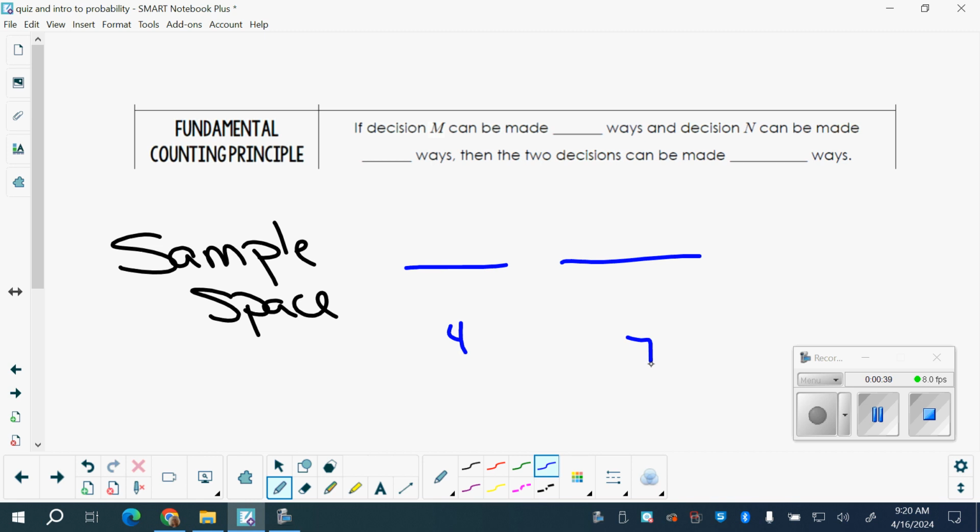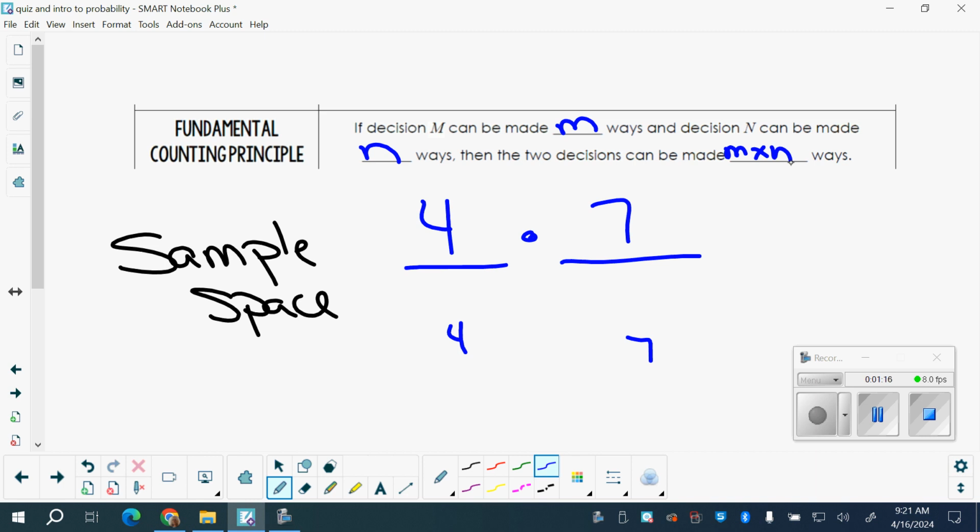And if you want to know all of the different outfit combinations I have, you're going to say, well, she's going to make a choice on the pants, and she's got 4 things to choose from, and she's going to make a choice on her shirts, and she's got 7 to choose from, and you multiply it. So here's what we're doing today. If you have a decision, and it can be made M ways, and you have a second decision, and it can be made N ways, together, all of your choices, you just times them, M times N.